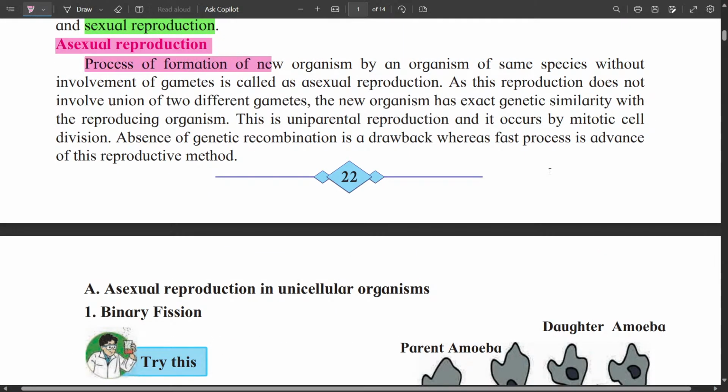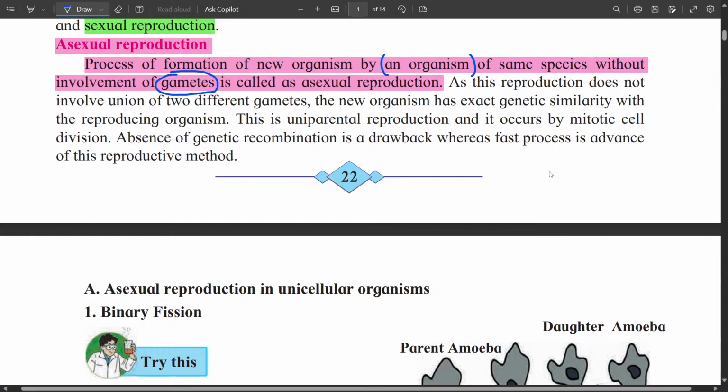So first, let us define asexual reproduction. Process of formation of new organism by an organism of same species without involvement of gamete is called asexual reproduction. Here the word "an organism" is very important. That means there is only a single parent. The phrase "without involvement of gamete" is also important.